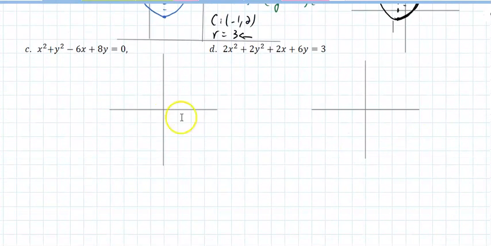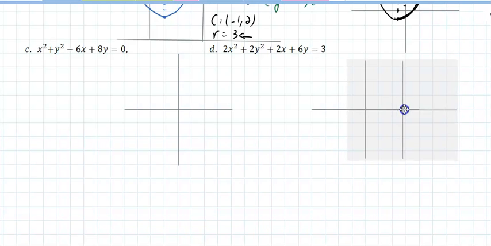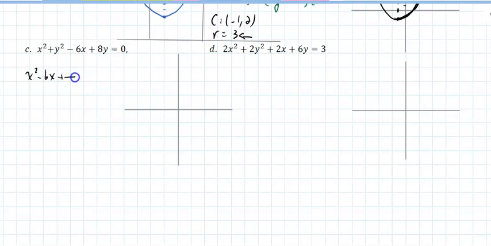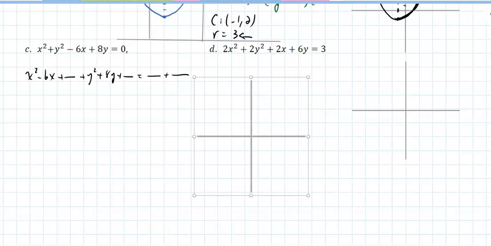And if I get to the next problem, the same deal happens. Let's work that out. Give myself some space. So x squared minus 6x plus a number, plus y squared plus 8y plus a number, and I would need to add those numbers on the other side. Actually, I'm going to shift this one down. I'll put it on the side, I'll come back to it.